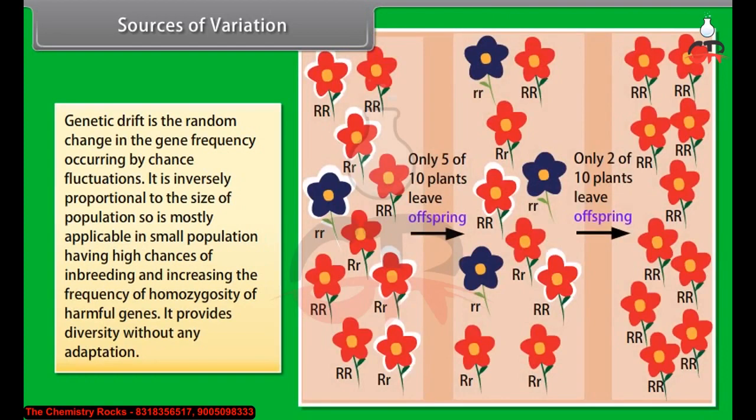Genetic drift is the random change in the gene frequency occurring by chance fluctuations. It is inversely proportional to the size of population, so it is mostly applicable in small populations having high chances of inbreeding and increasing the frequency of homozygosity of harmful genes. It provides diversity without any adaptation.